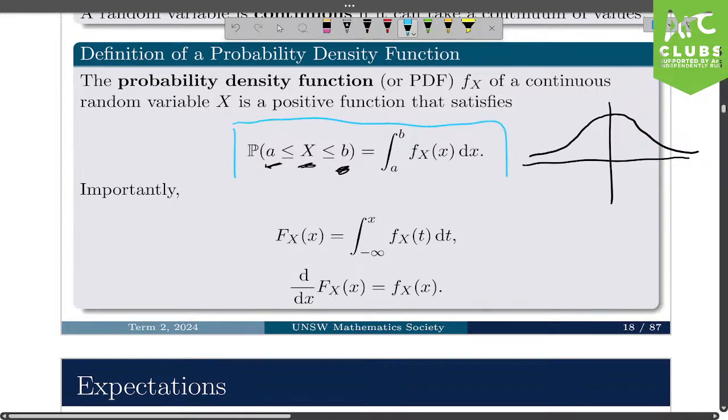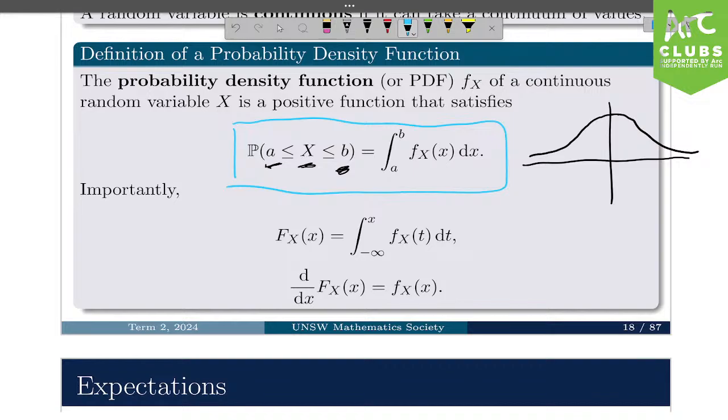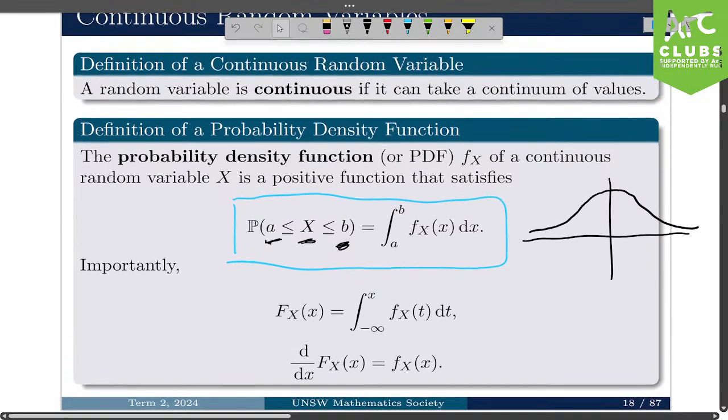We have this definition. So the PDF is equal to the integral of the f_X of the distribution.